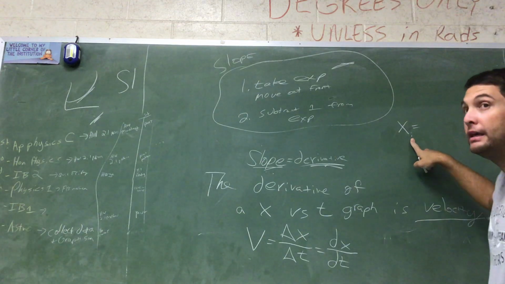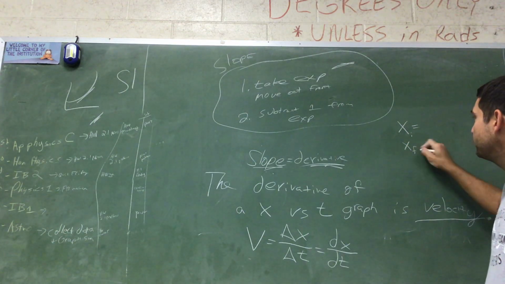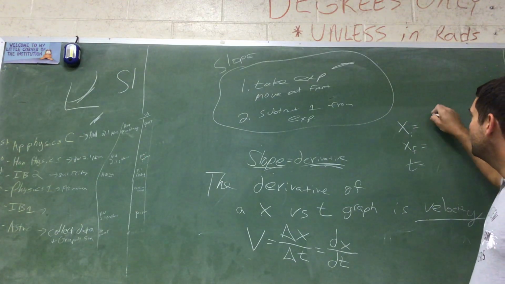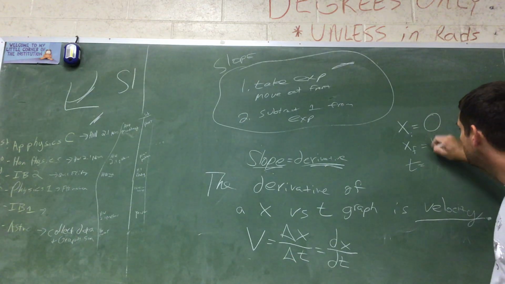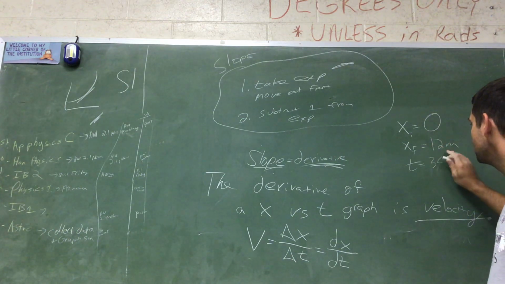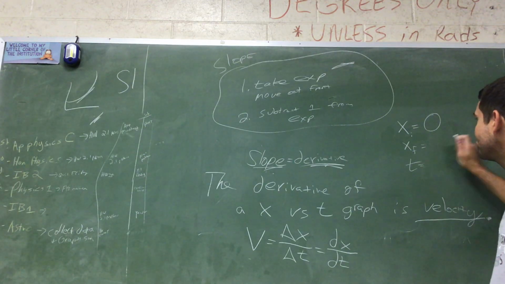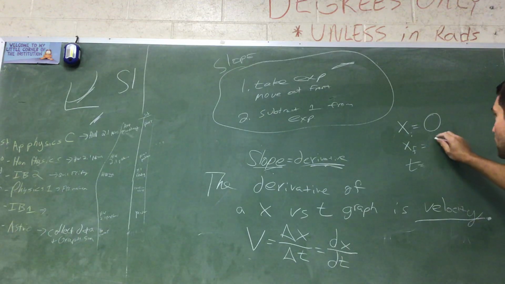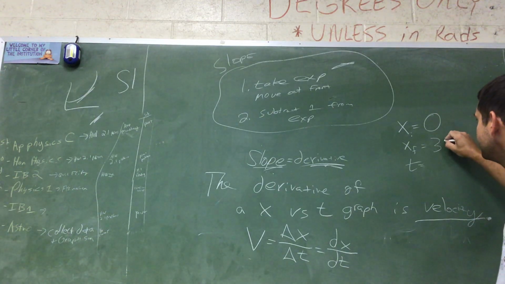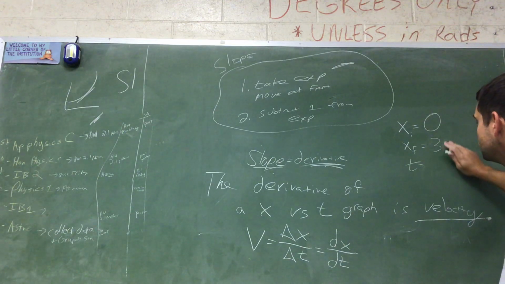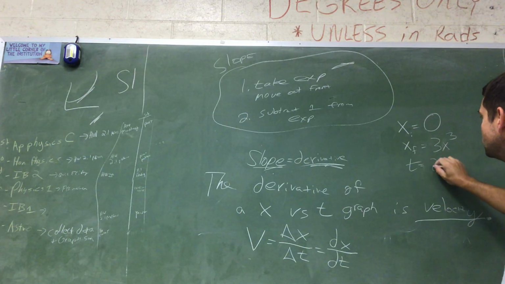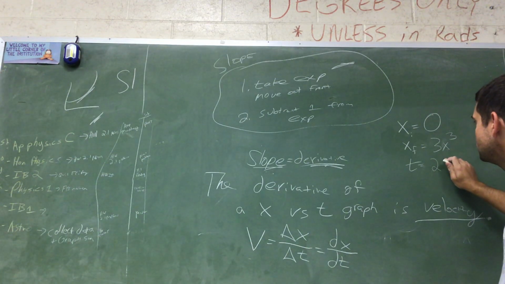X sub i, that is our initial x, that's our starting point. X sub f. Good. And then we have t. If we started at 0, we ended up at 12 meters, and that took us 3 seconds, you would have moved 4 meters. Right. So give me an equation for 30. Oh, 3. 30t.